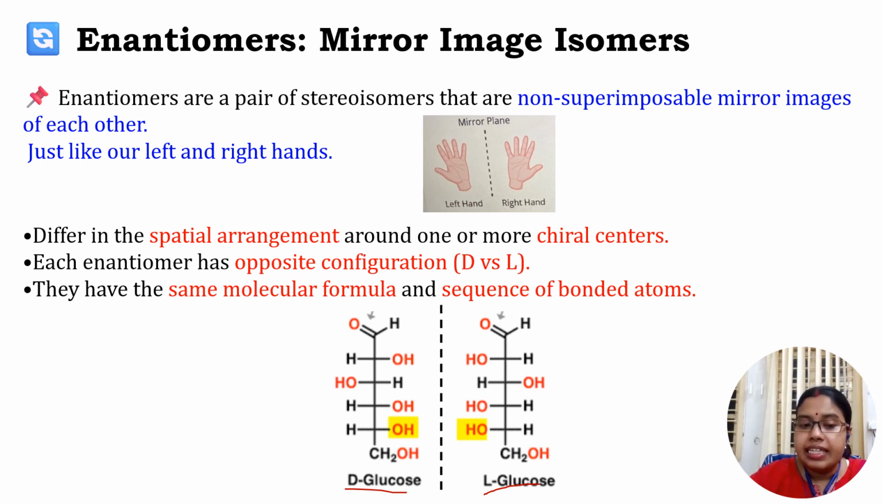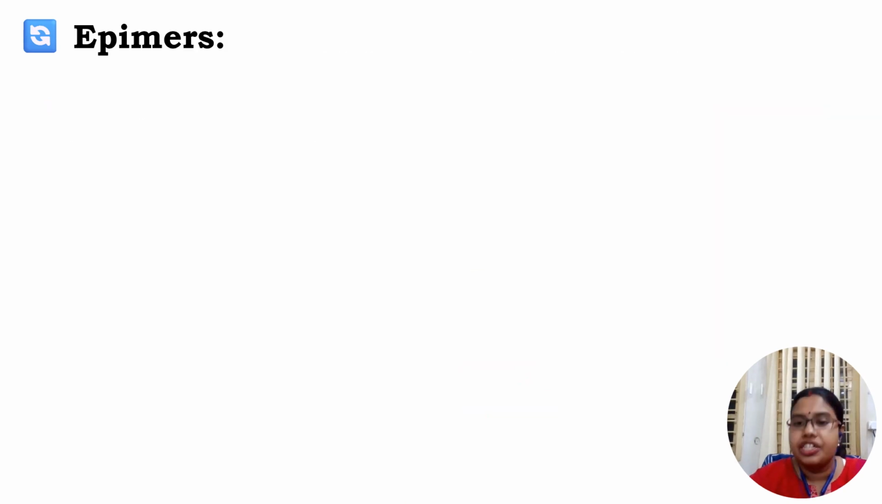You can say that in D-glucose, the H is on the left-hand side and OH on the right-hand side. Similarly, in L-glucose, OH is on the left-hand side and H on the right-hand side. So this is just a mirror image relation.